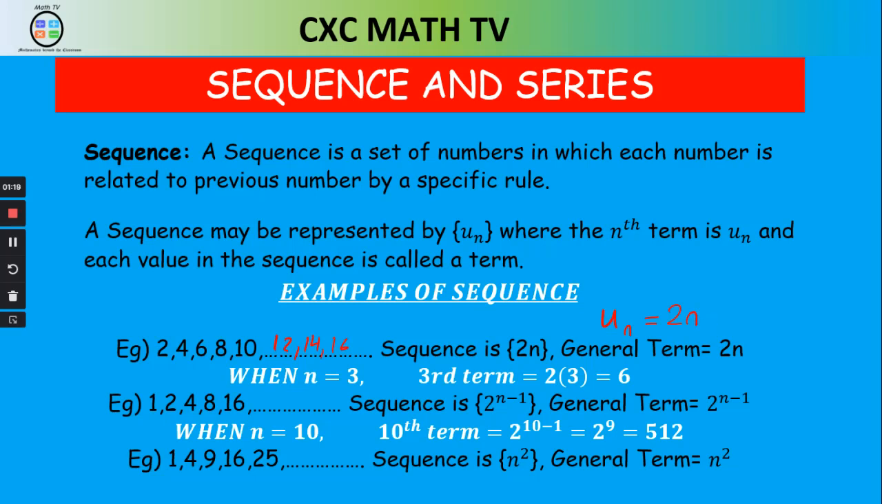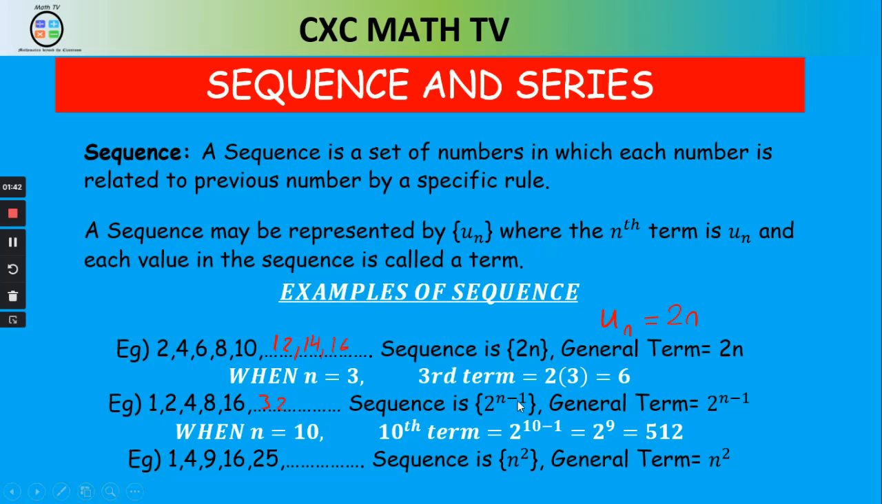The sequence is 2n. When n equals 1, you get 2. When n equals 2, you get 4. When n equals 3, you get 6, and so forth. That's the sequence 2n. Now when you have 1, 2, 4, 8, 16, notice this is 2 to the 0, 2 to the 1, 2 to the second power, 2 to the third power, 2 to the fourth power. The next one is 2 to the fifth power, 32.